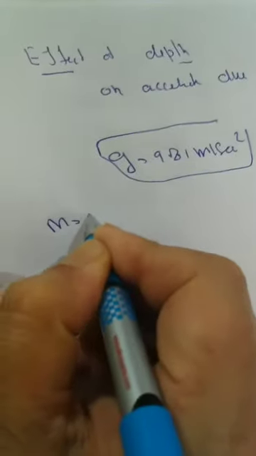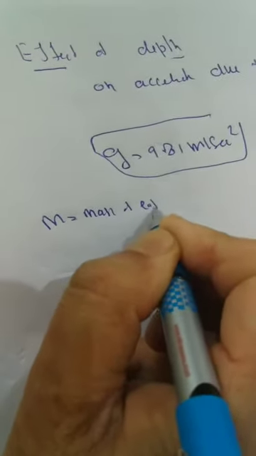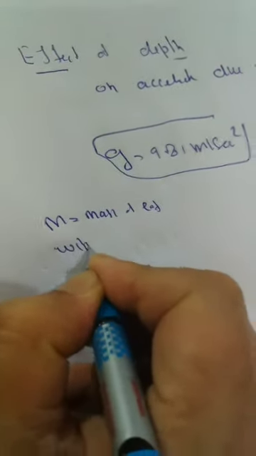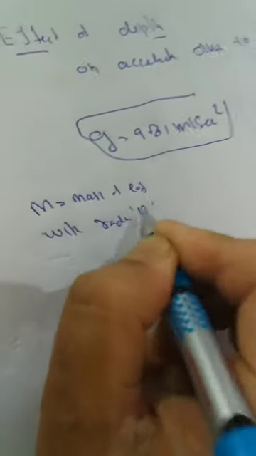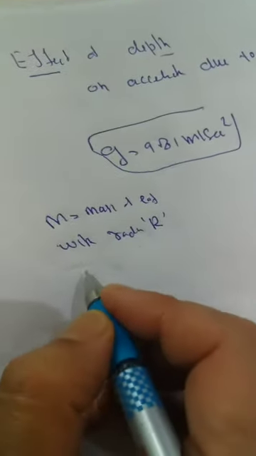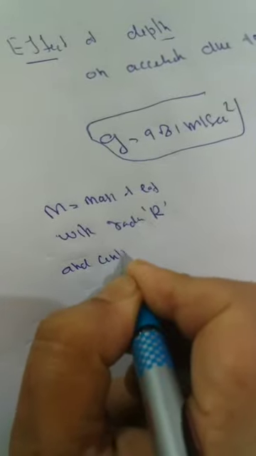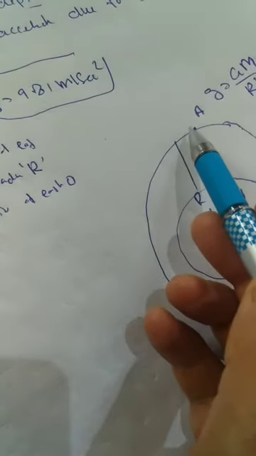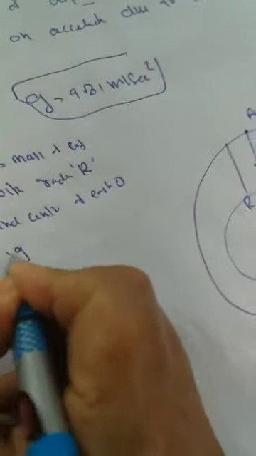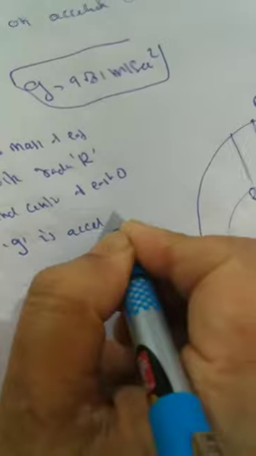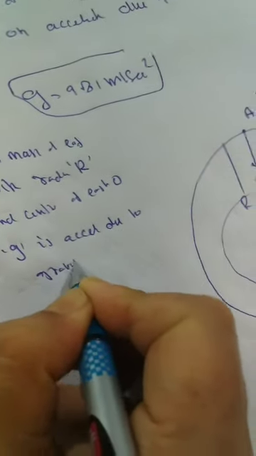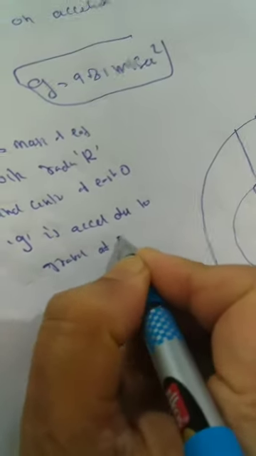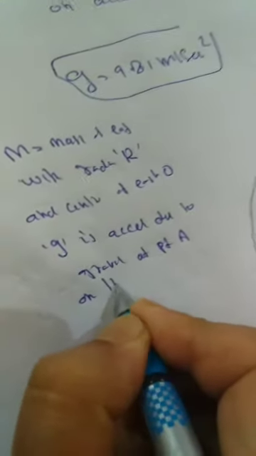Here we take m as the mass of the earth with radius r, and the center of earth is O. We suppose that g is the acceleration due to gravity at a point A on the surface of earth.